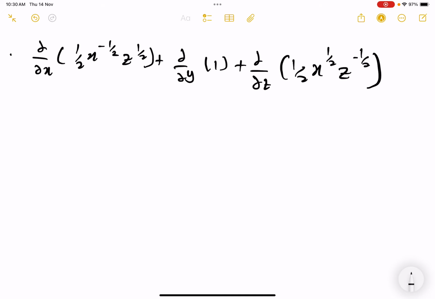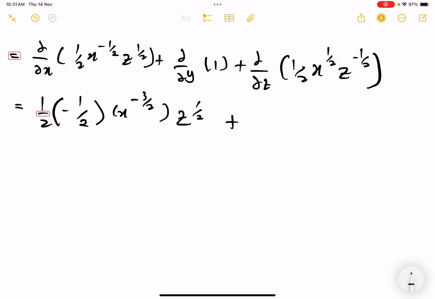Okay, so next is a different partial derivative. So we get half with negative half of x to the power of negative 3/2, because we minus 1, right? Okay, z power of half. So that is the first one. The second part is equal to 0.